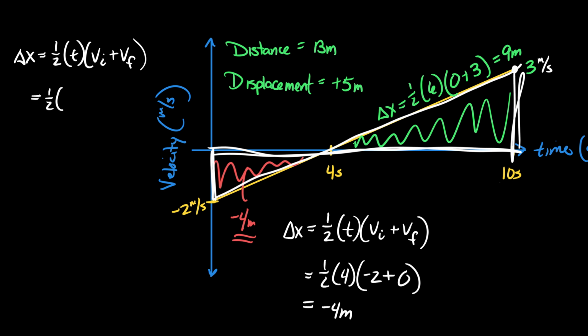What's the entire time interval? 10 seconds. What is the initial velocity? Base 1 is -2. What is the final velocity? Base 2. It's 3. 3 minus 2 is 1. 10 times 1 is 10. Half of 10 is 5 meters.